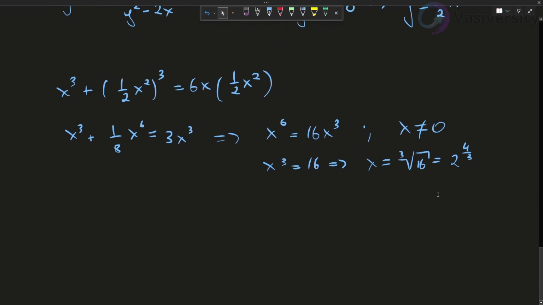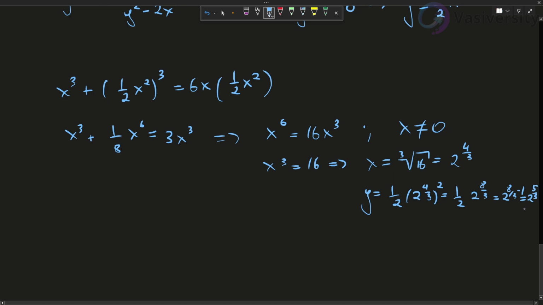Okay, and then y is going to be equal to 1/2 of 2 to the power of 4 thirds squared, which will be equal to 1/2 to the power of 8 thirds, and then which will be equal to 2 to the power of 8 thirds minus 1, which is equal to 2 to the power of 5 thirds. All right, so that means that our final answer point is (2 to the power of 4 thirds, 2 to the power of 5 thirds).